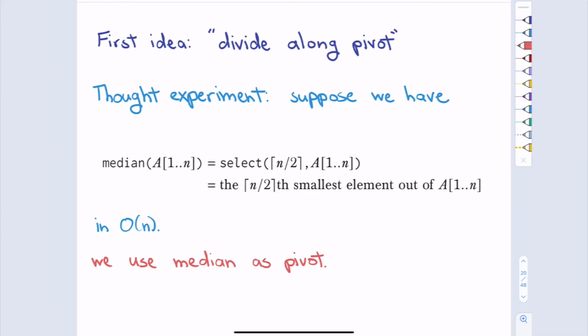But we'll do that in increasing sophistication. First, what we're going to do is a thought experiment. A special case of this selection problem is finding the median. But let's just pretend we can find the median in linear time.